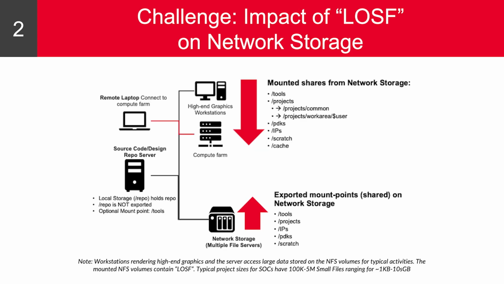So to understand the impact of lots of small files on network storage, here's an example of how much data and what kind of data is typically mounted on NFS drives, because everyone needs to access these tools and project work areas, common areas like the PDK libraries that are probably stored somewhere else, and then IPs and other scratch areas that are used by designers, and also a caching area, right? So these are some examples. And all of this is potential training data for AI MLOps flows, right?